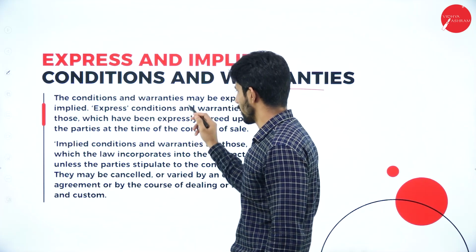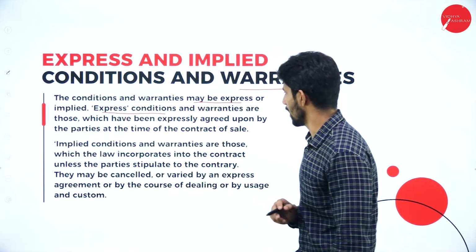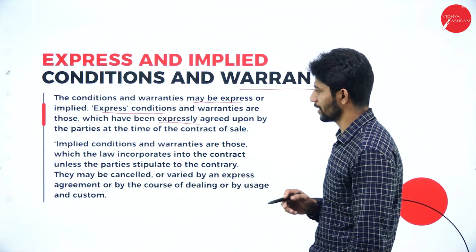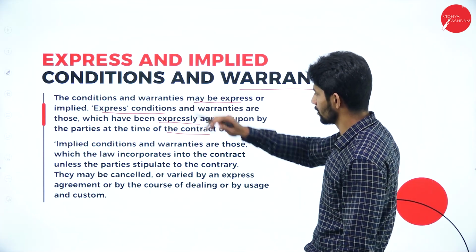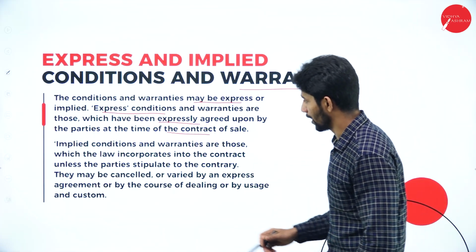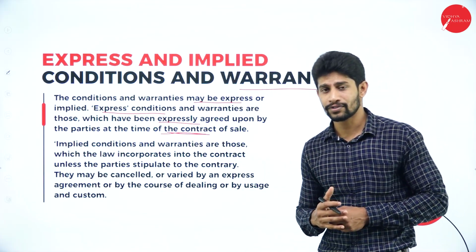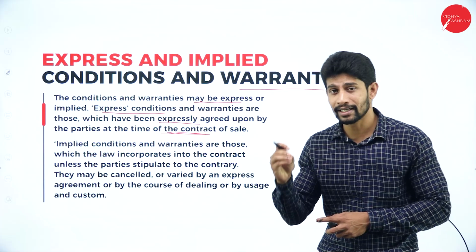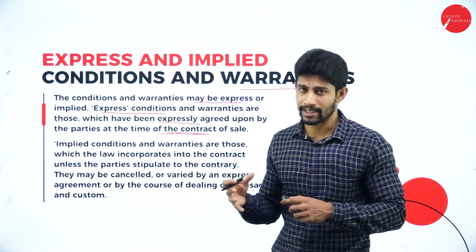The conditions and warranties may be express or implied. Express conditions and warranties are those which have been expressly agreed upon by the parties at the time of the contract of sale. So here, at the time of contract of sale, those terms and conditions are agreed by both the parties, by the seller as well as by the buyer.